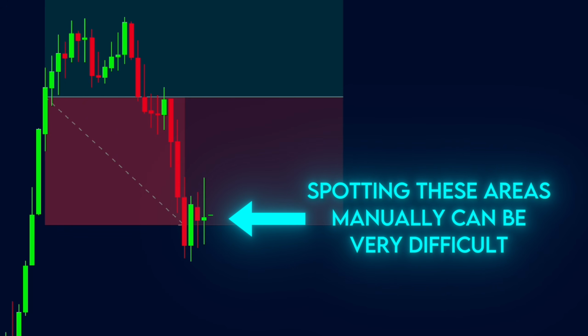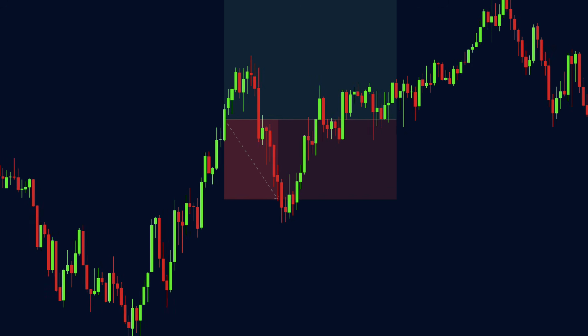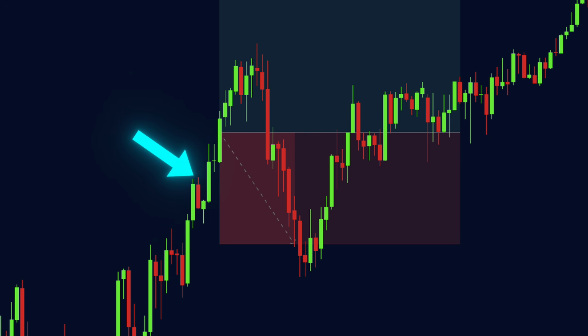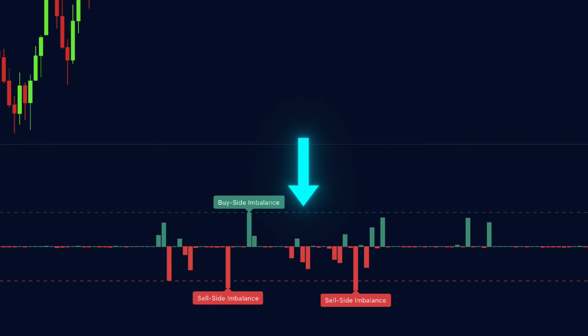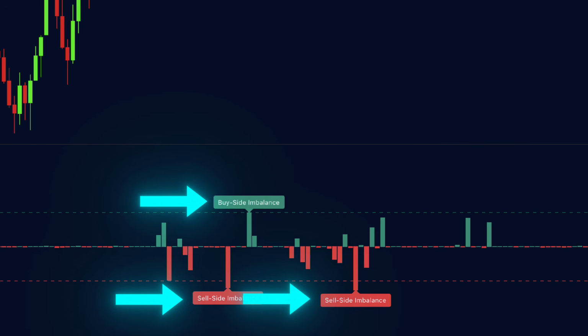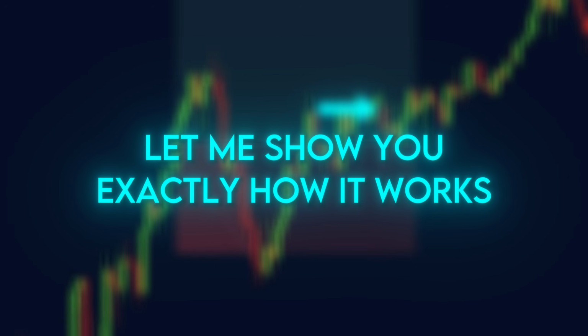Spotting these areas manually can be very difficult. Fast moves can happen quickly, and once price moves away, it's hard to see exactly where the imbalance was created. That's where this tool becomes extremely useful. Instead of manually searching for inefficient price movement, this tool automatically identifies areas where the market moved too quickly and highlights them directly on the chart. These zones show where liquidity was skipped and where price often returns later to fill the imbalance. Let me show you exactly how it works.